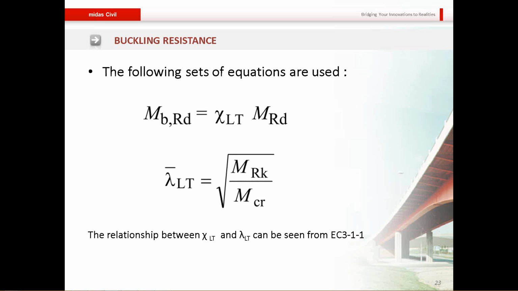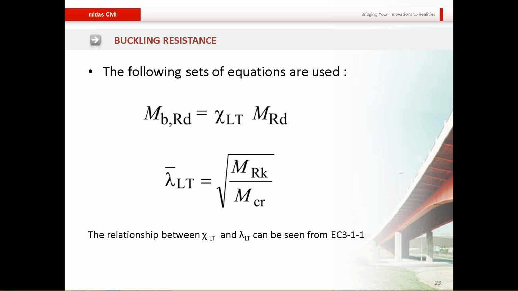These sets of equations are used to calculate lateral torsional buckling. The buckling resistance is chi times the moment of resistance, and a non-dimensional slenderness ratio is used in this case. I have not given the relationship between chi and lambda. These can be seen by the viewers from EC3-1-1.